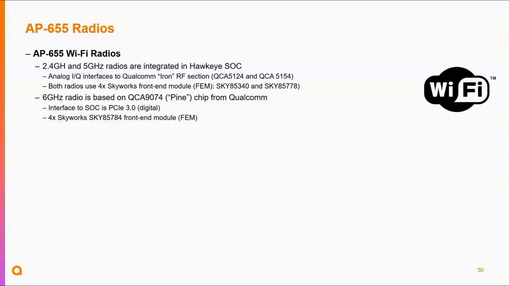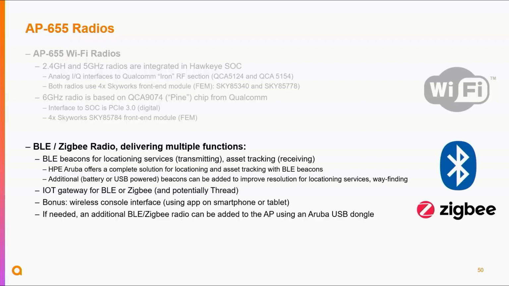And again, all of them implement what are called front-end modules. Those front-end modules contain power amplifiers in the transmit direction and LNAs, or low noise amplifiers, on the receive side to amplify the signals that are coming in. So that's basically the whole front end of the radio. Then we have the BLE and Zigbee radio. As you know, they have multiple functions. They do beaconing, or they can serve as an IoT gateway. As a bonus, not many people know that, the BLE radio also provides you a wireless console capability.